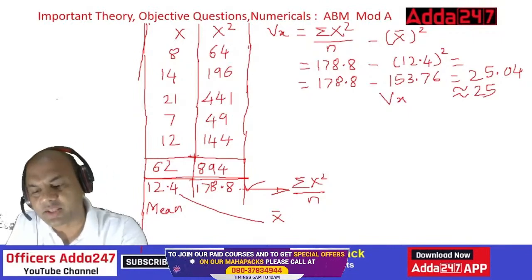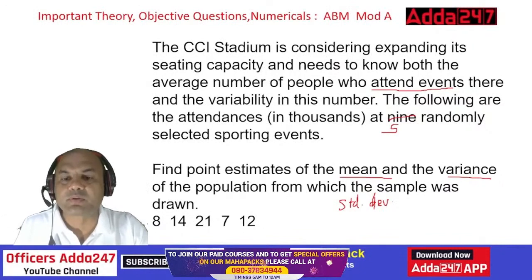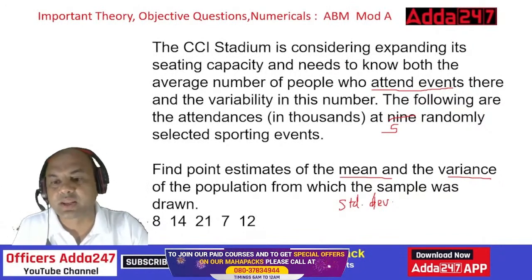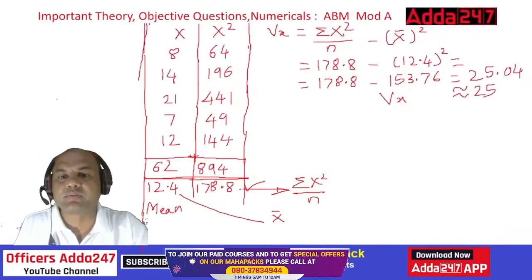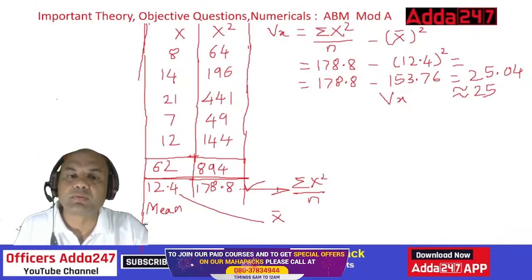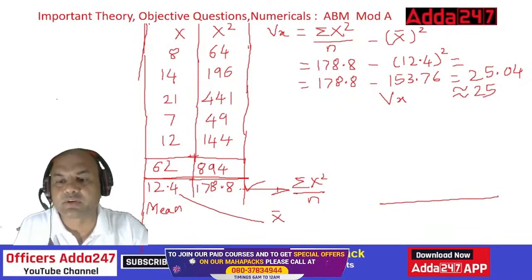So this is my variance. What is asked over here? See this: the variance of the population from which the sample was drawn. So my variance is 25. What do you mean by this word variance? Suppose this is my average line, 12.5, 12.4.